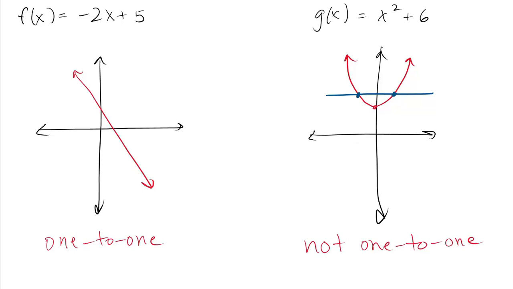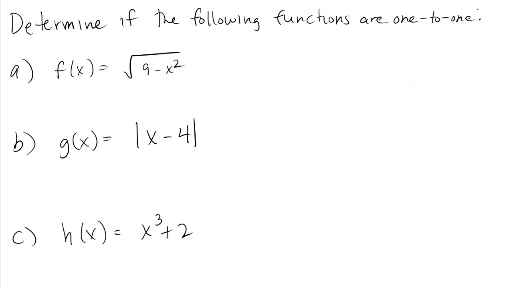If you're dealing with functions whose graphs you're already familiar with, the horizontal line test is nice. So here are some examples of that. We're asked to determine if the following functions are one-to-one. In part A, we have f of x equals the square root of 9 minus x squared. Well, we know what that looks like. That's the upper half of a semicircle of radius 3 centered about the origin. That would not pass the horizontal line test, so this function is not one-to-one.